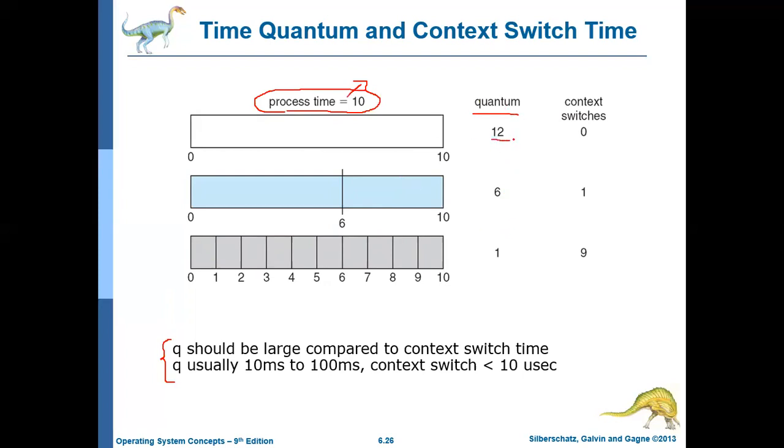If the value of Q is 12, that is, one quantum unit is equal to 12 millisecond, so if a process gets the CPU, it is going to use it for 12 millisecond. Then in this case, what happens? If this process gets the CPU, then it will keep on using the CPU for the entire duration, and there is no context switch. There is zero context switch. Okay, there is no context switch at all.